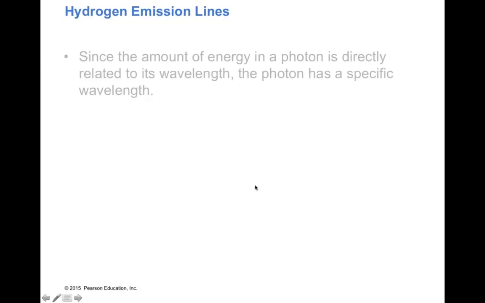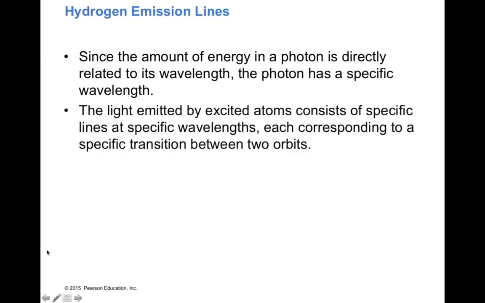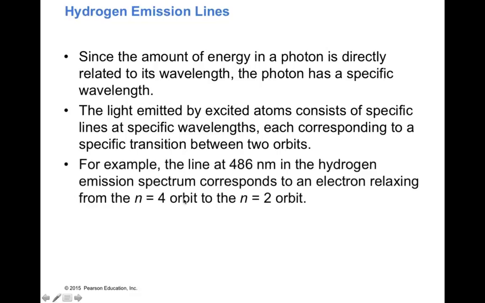So, hydrogen emission lines. Since the amount of energy in a photon is directly related to its wavelength, the photon has a specific wavelength. The light emitted by excited atoms consists of specific lines at specific wavelengths, each corresponding to a specific transition between two orbitals. For example, the line at 486 nanometers in the hydrogen emission spectrum corresponds to an electron relaxing from the n equals 4 orbit to n equals 2.